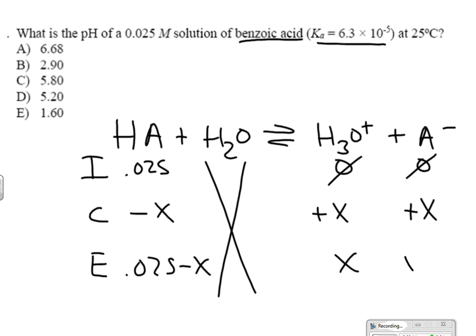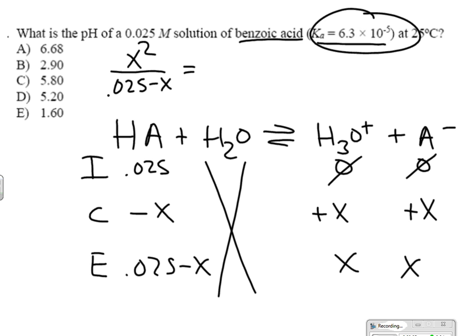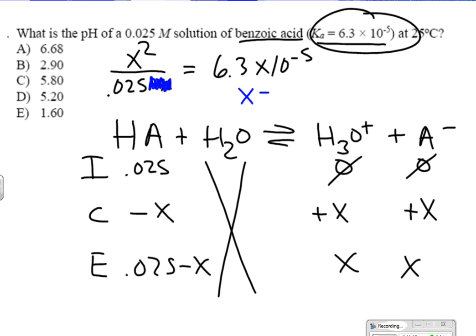Ultimately, what do I end up with? x squared over 0.025 minus x, and my Ka value is 6.3 times 10 to the negative fifth. Remember, I get to use the assumption rule. So automatically, I'm going to delete the x on the bottom, and then I'm going to use a little algebra. When I solve for x, I get 0.0013.